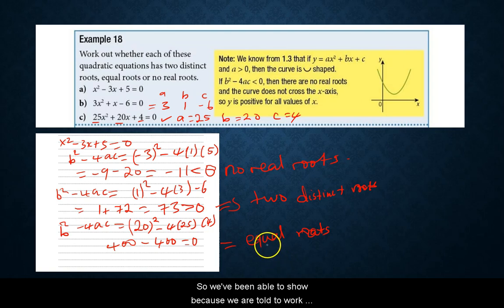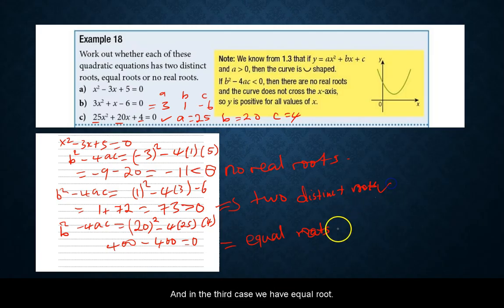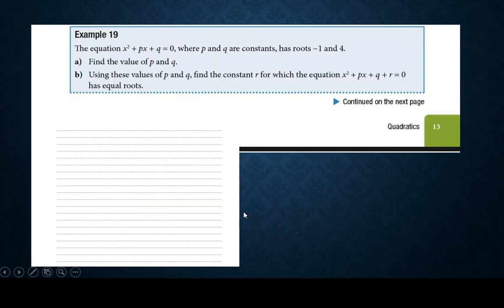So we've been able to show, because we are told to work out whether each of these quadratic equations has two distinct roots, equal root or no real root, that in the first case no real root, in the second case we have two distinct roots, and in the third case we have equal root. And that's how you solve questions that has to deal with the discriminant. Let's look at the next question.